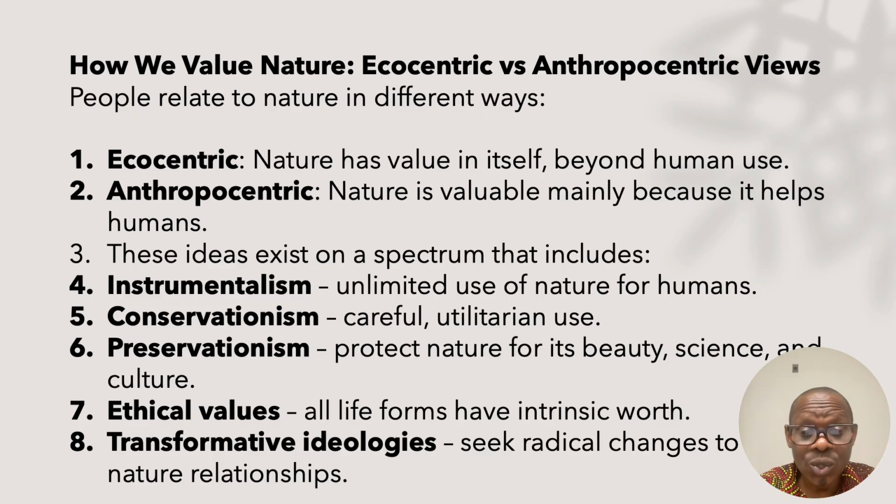So we have instrumentalism, which deals with unlimited use of nature for humans. So in this spectrum, we may have this group, this tendency, where some people may see unlimited use of nature for humans. It means humans can use nature without limits, exploit nature without limits, deplete it, no limits. That is very, very dangerous. Then we have conservationism.